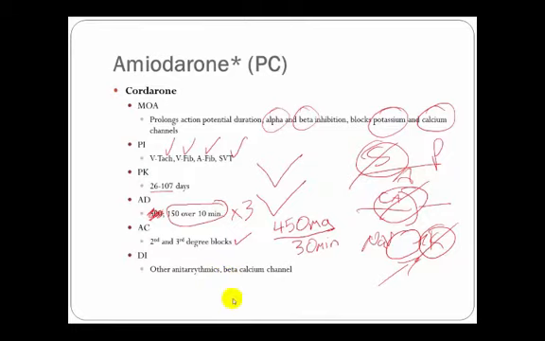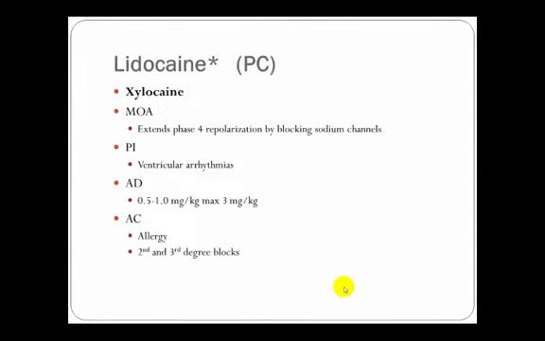Amiodarone has proarrhythmic contraindications between it and procainamide, which means you'll pretty much create this on the monitor. Lidocaine also is a primary care drug. It's an alternate that we use in case the person is allergic to amiodarone. It extends phase 4 repolarization, and this is a sodium channel blocker. Primary indication on this is going to be ventricular arrhythmias.